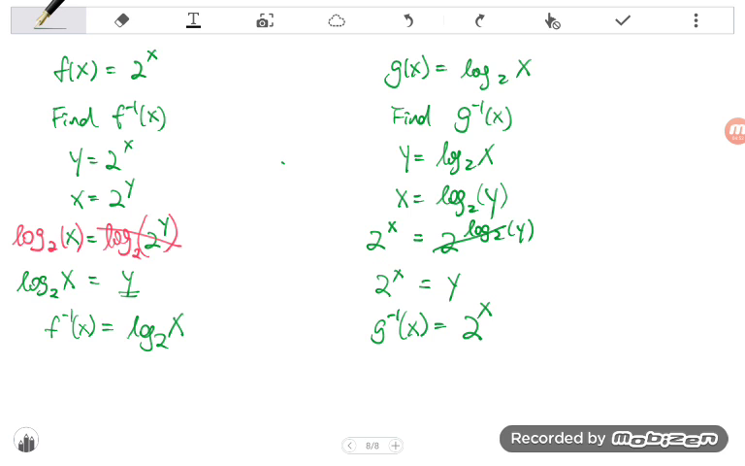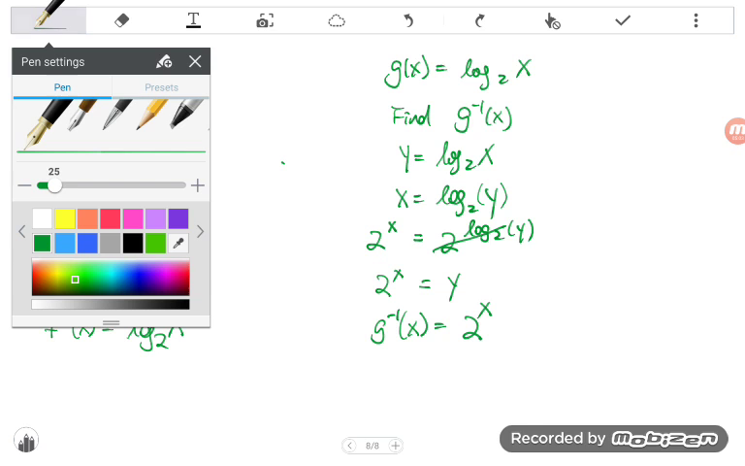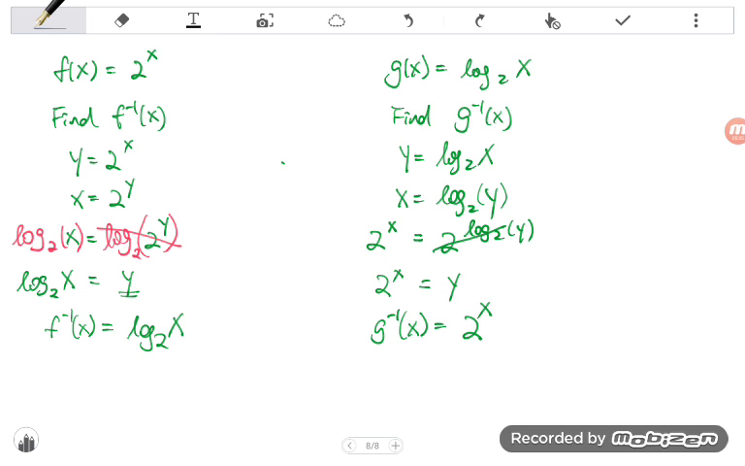So now that we know how to find the inverse of an exponential function and of a logarithmic function, let's try to put them into each other. Okay, so here I'm going to change my color and I'm going to use blue. So let's say if I have f of g of x, which means I'm going to put g in my f, right? Let's try to do that. So I have f of my g of x is here. That's my g of x.